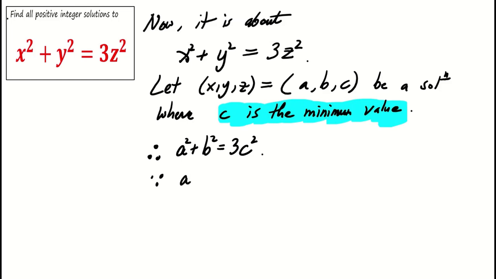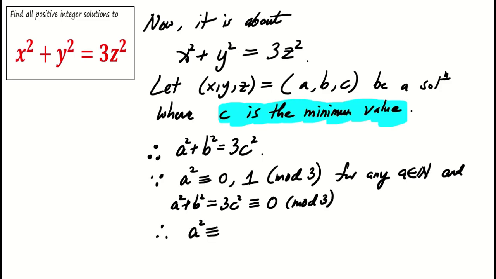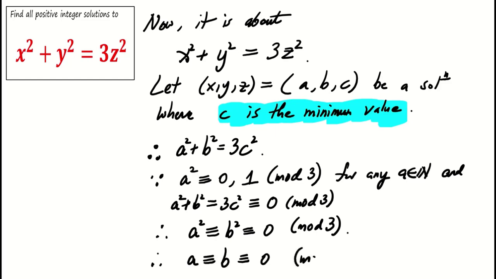Note that a squared is congruent to either 0 or 1 mod 3 for any positive integer a. From the relation a squared plus b squared equals 3c squared, we infer that a squared plus b squared is congruent to 0 mod 3. This implies that both a squared and b squared must be congruent to 0 mod 3. Consequently, both a and b are congruent to 0 mod 3.